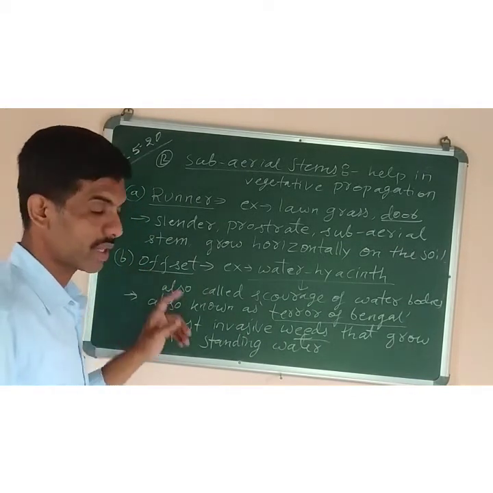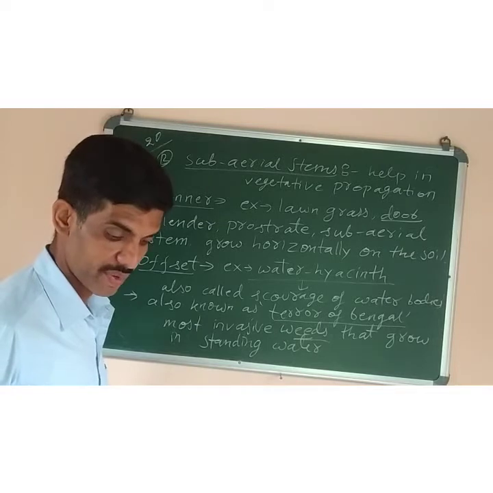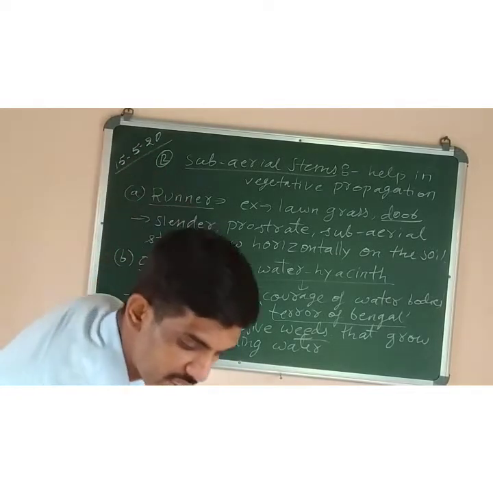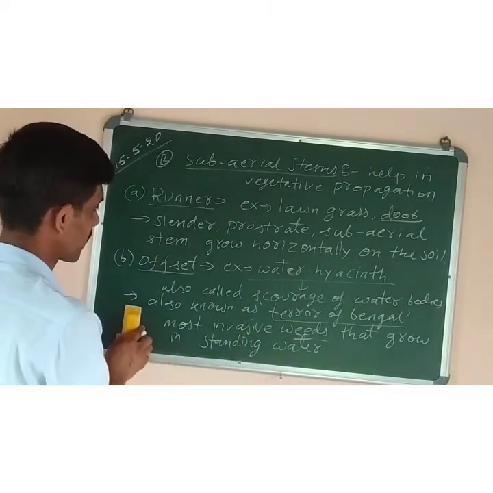Then offset, what definition will we write? Offset definition will be, it is a short, thick, slender, condensed runner. So I'll rub it now.